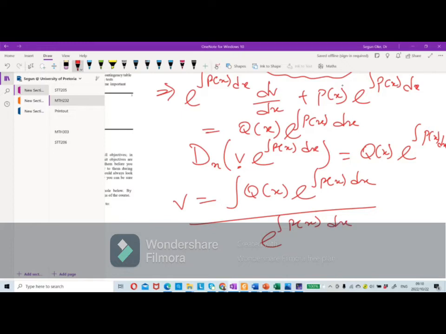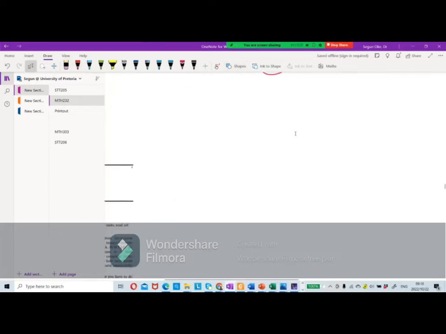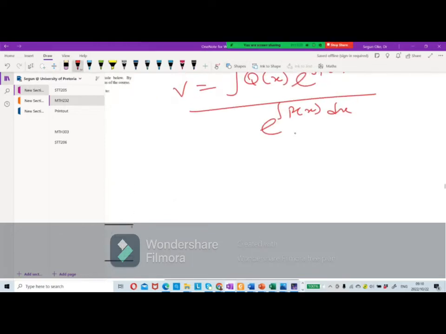But let's solve the example. That is the step. I'm just giving us the procedure. But let's look at the example, how it works. Example 1.